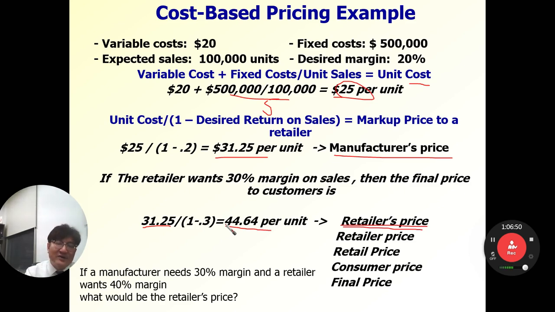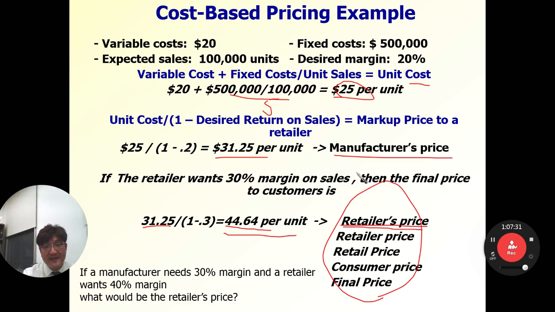Here is a confusing point. If we call this one the manufacturer's price and this one the retailer's price, then it would be fine. However, we have a lot more names for this retailer price. Sometimes we call it retailer price, not retailer's price. Or some people call it retail price, some people call it consumer price, and some people call it final price. All these names point to the same price. Yeah, that is very confusing, right?